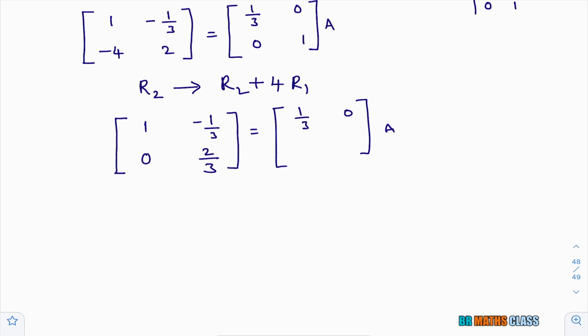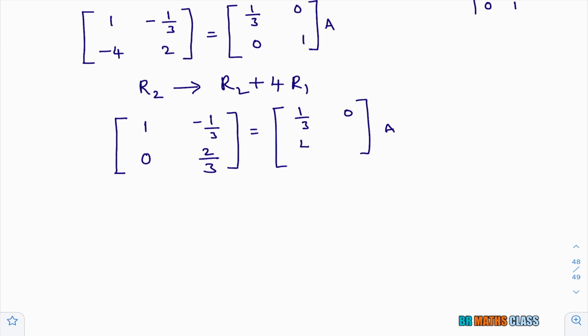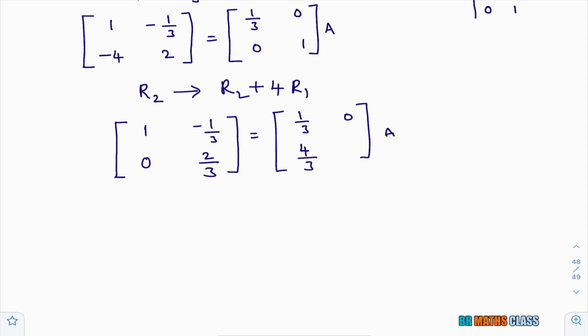Now come to this part. 0 plus 4 times R1. In R1, 1 by 3 is there. So this is 4 by 3. Right, this is 4 by 3. Next, R2, you come to this element. 1 plus 4 times R1. 0 is there. 1 plus 4 times 0, that is 1. Okay, you will get 1 here.